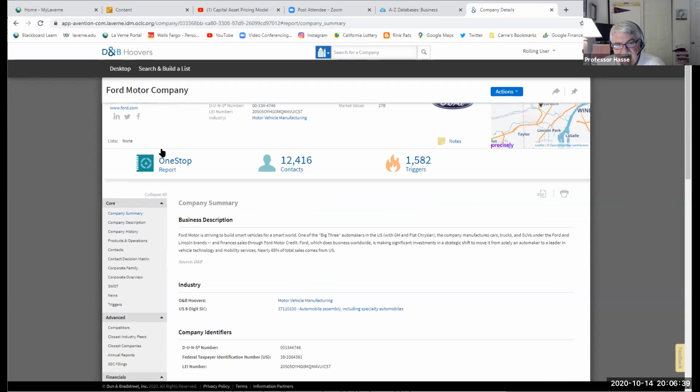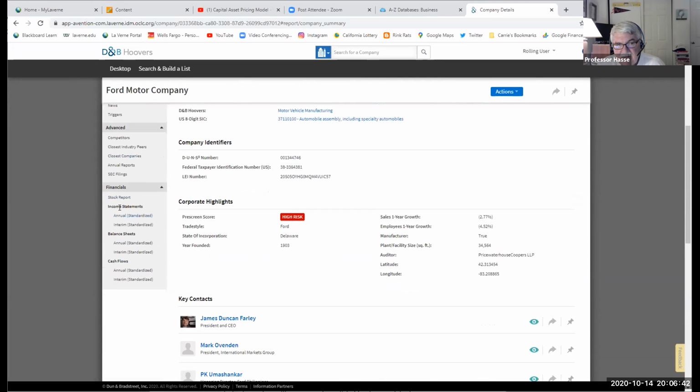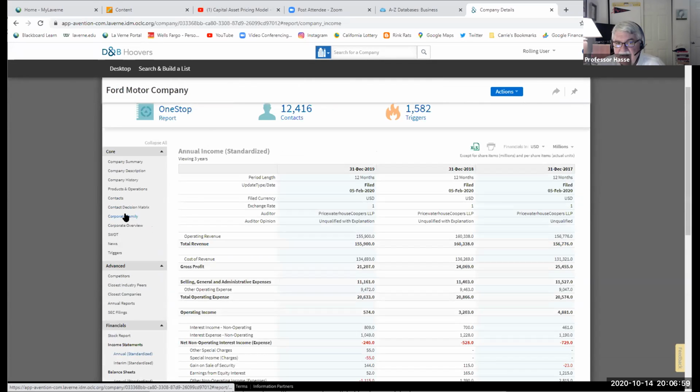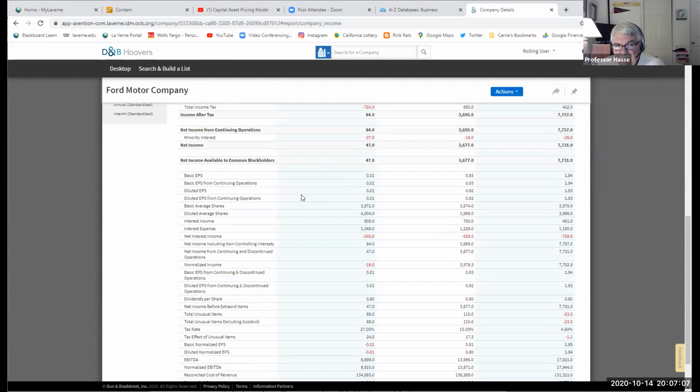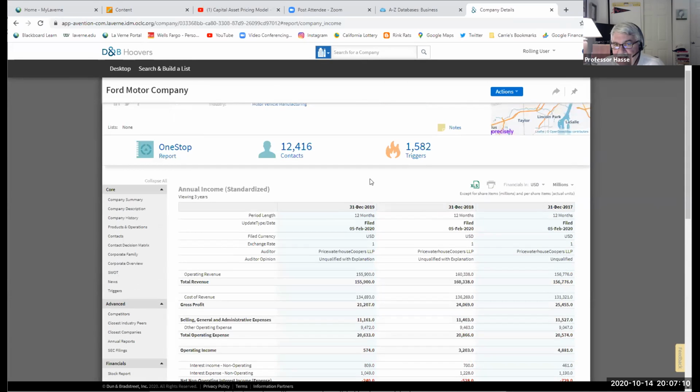But you scroll down here and look right here: financials, income statements, balance sheets, cash flows. You want the annual statements because you're concerned about fiscal years. So you click on annual statement, and up comes 3 years of income statement, 3 years of earnings per share. And here's the cool thing about this. You can click on this and download it into a spreadsheet. You can click on this and print it out.